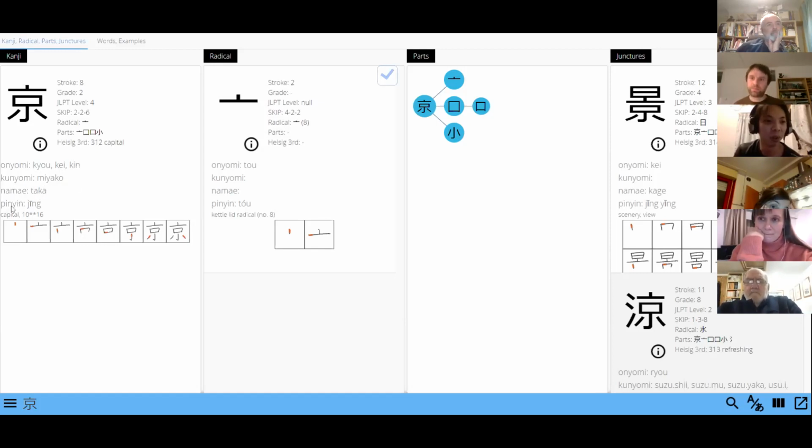And the pinyin, you don't need to know that. You can just cross that one out. It's the actual Chinese pronunciation. You don't need that. Just cross that out.